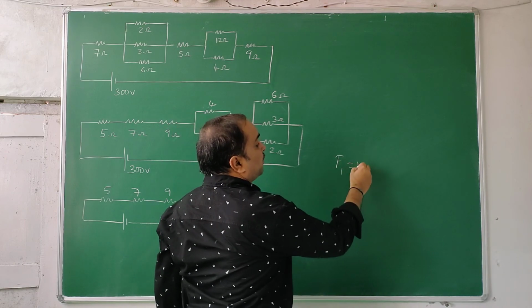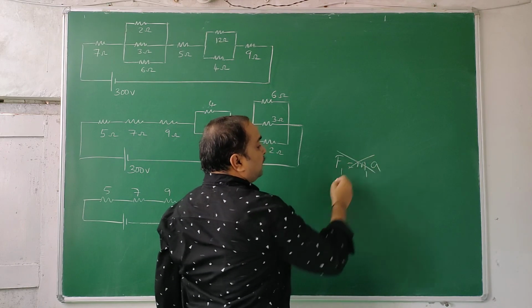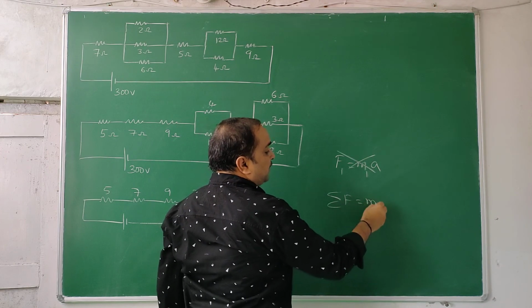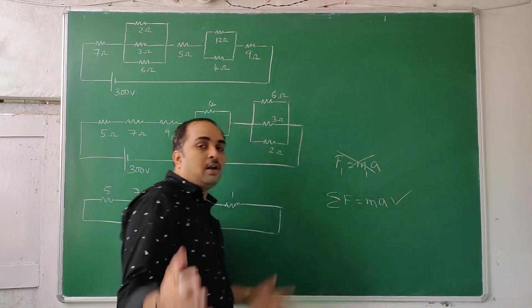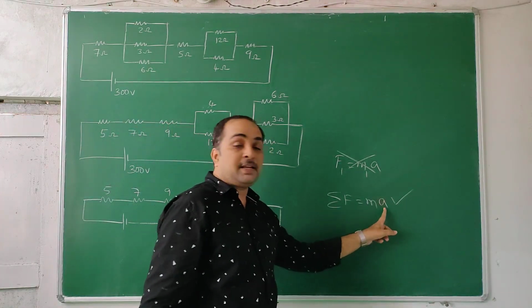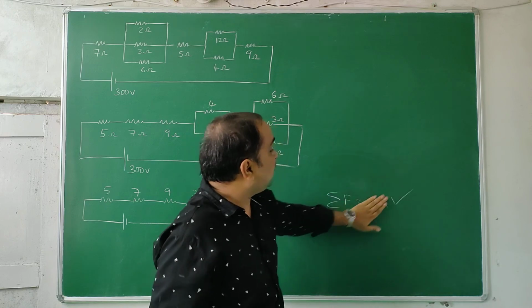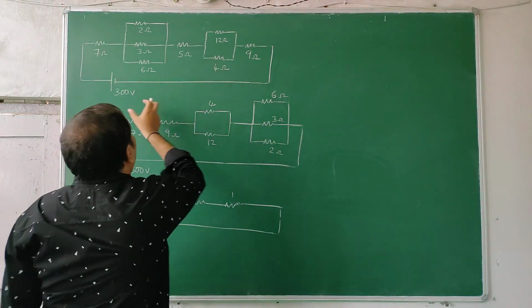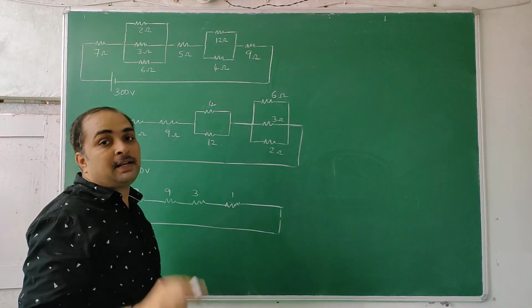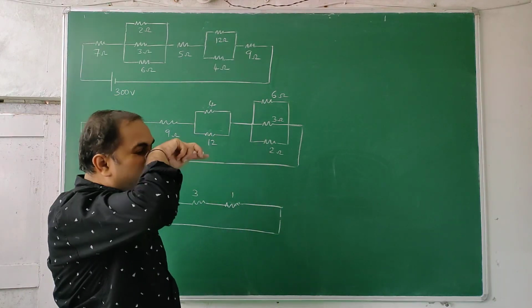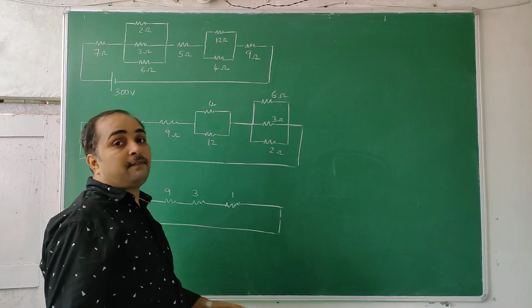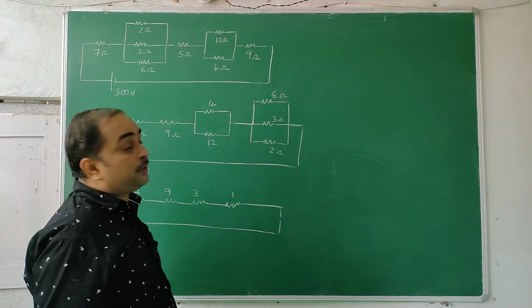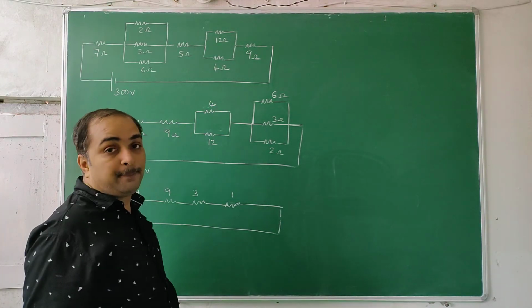F1 equal to m1a is wrong; net force equal to mass times acceleration is correct. So all forces put together create an acceleration a. Similarly, for an individual resistor, if you take say 4 and divide 300 by it, you get a current that is meaningless. All put together we want a single resistor, that will be the R equivalent. So individual resistances should not be divided.